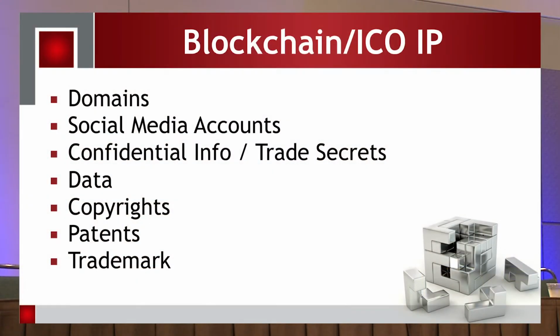So first off, IP is often associated with patents and copyrights and trademarks, but it's actually a lot more than that. And it actually begins with something as simple as filing a domain, getting your domain name. And if you're a blockchain company or an ICO, it's probably the first thing you do. The one thing I'll say about that, though, is you also want to consider registering the variations and alternative versions of your name.